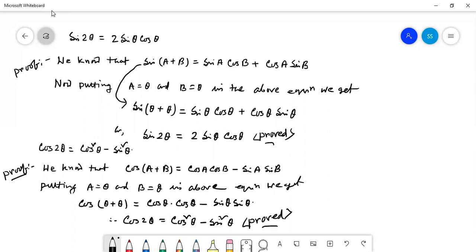That's our proof. Is it clear? Yes, sir. Okay, then we are going to prove that tan of 2 theta.